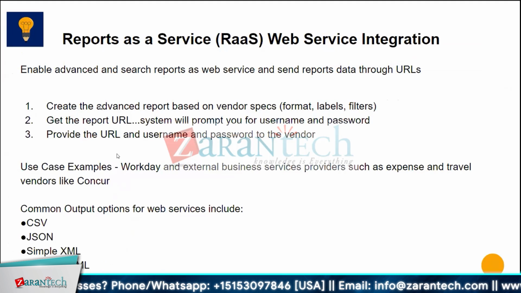So that's the same advanced report we are using. There are some URLs which we are going to use, and a username and password which we are going to discuss, and the URL we are going to provide to the vendors. The Workday output, or the report we developed, is normally in a CSV file, JSON file, or simple XML, and Workday XML, which we most commonly use with external vendors. We are providing this information to external vendors or using it for various purposes within Workday.